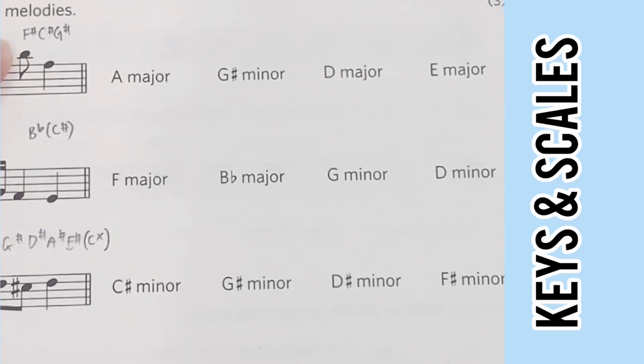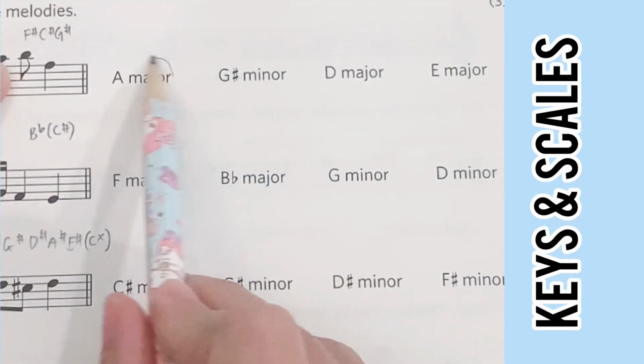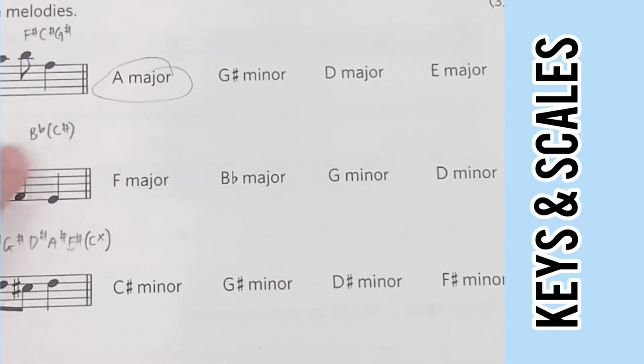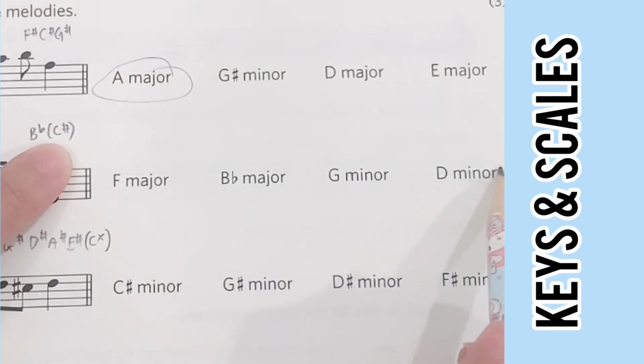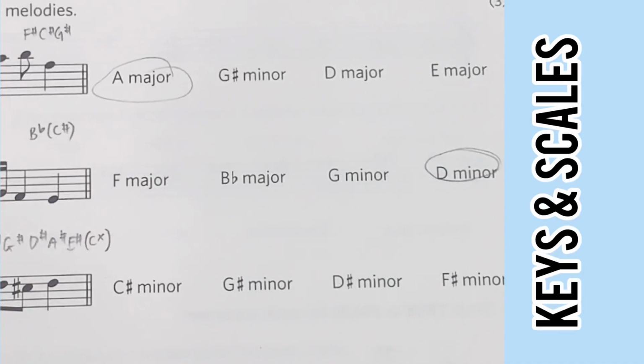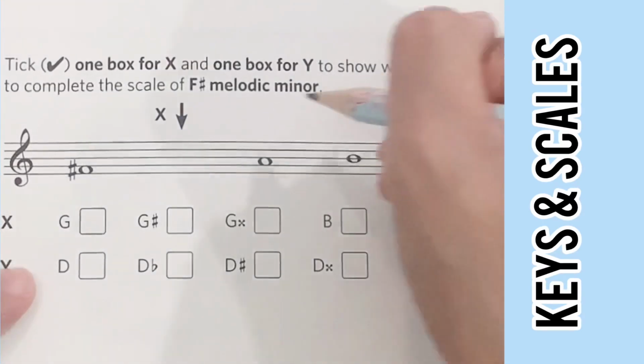So now let's take a look at the options that we have here. F, C, G is A major. C sharp is the 7th note of D minor. And here, C double sharp would be a 7th note of D sharp minor.